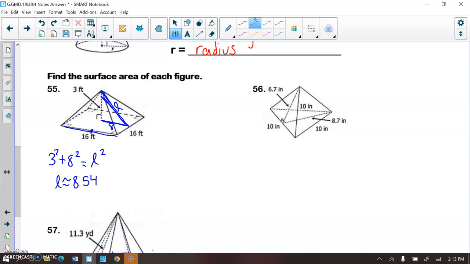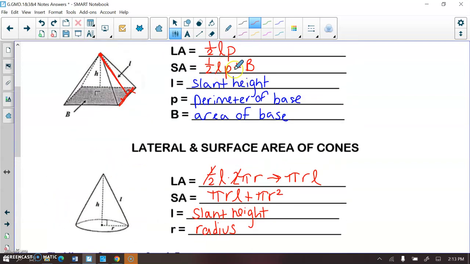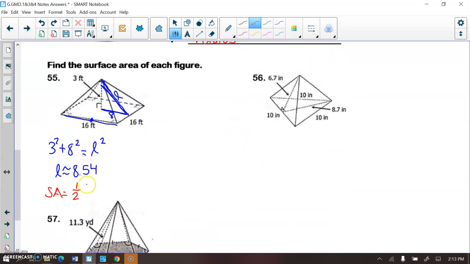Okay, so now to find the surface area, I'm going to do 1/2 times the slant height times the perimeter of the base plus the area of the base. So my slant height was 8.54. Times the perimeter of my base. Each side of my base is 16, and there's 4 sides, so the perimeter of my base is 64. And then I'm going to add on the area of the base. This is a square base, even though it doesn't look like it, but all 4 sides are 16, so the area of my base would be 16 squared. So my surface area comes out to be approximately 529.28 feet squared.